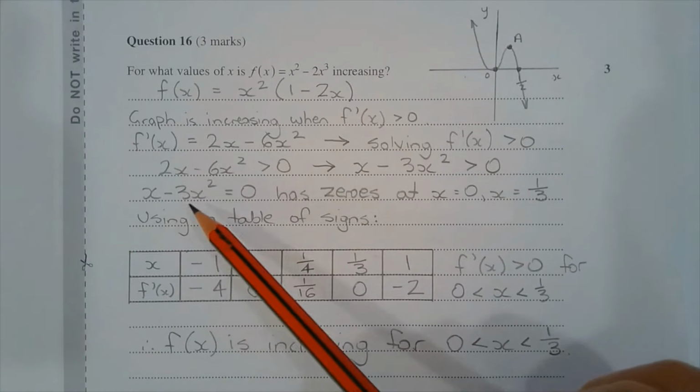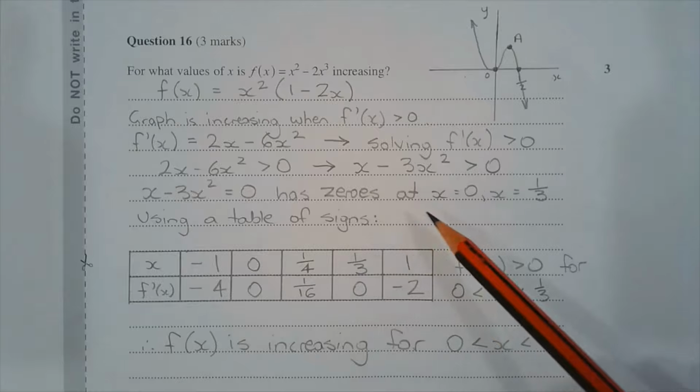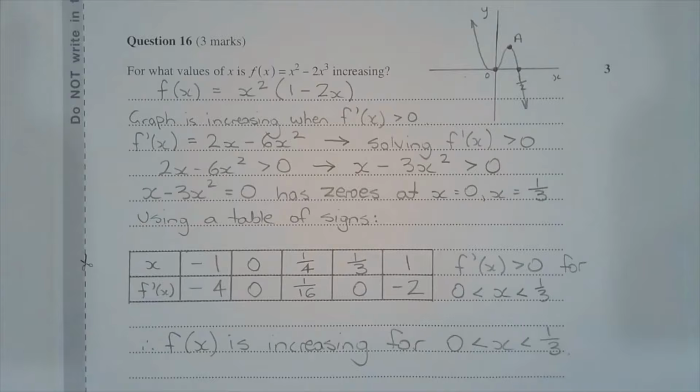Now x minus 3x squared equals 0 has zeros at x equals 0 and x equals 1/3. So using a table of signs, the first row is x and the second row is f dash of x, so the value of the first derivative at the particular values of x that we've chosen. 0 and 1/3 are the values of x where f dash of x is equal to 0.